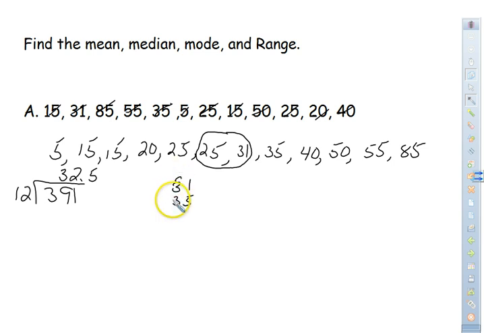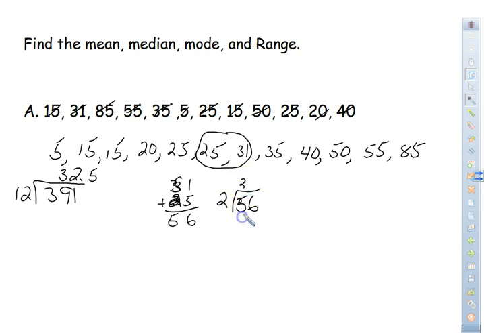Not sure how I came up with that. 31 and 25. Add those together, and you get 65. Now you're going to have to divide that by 2, because there are two numbers you're adding together.